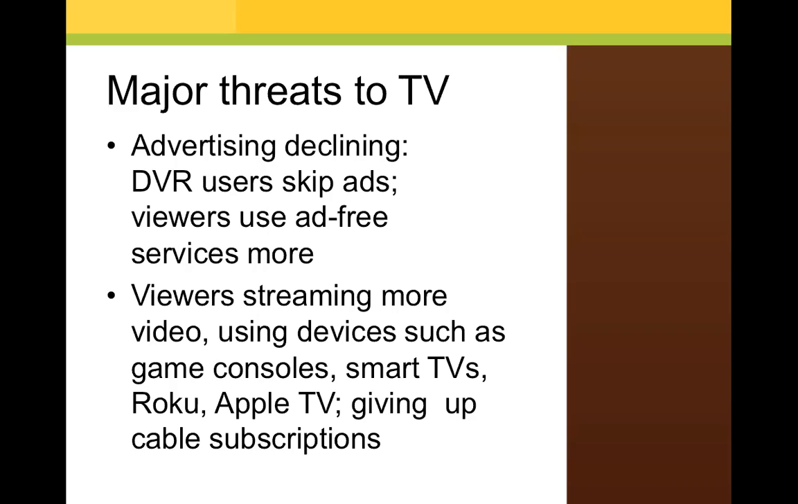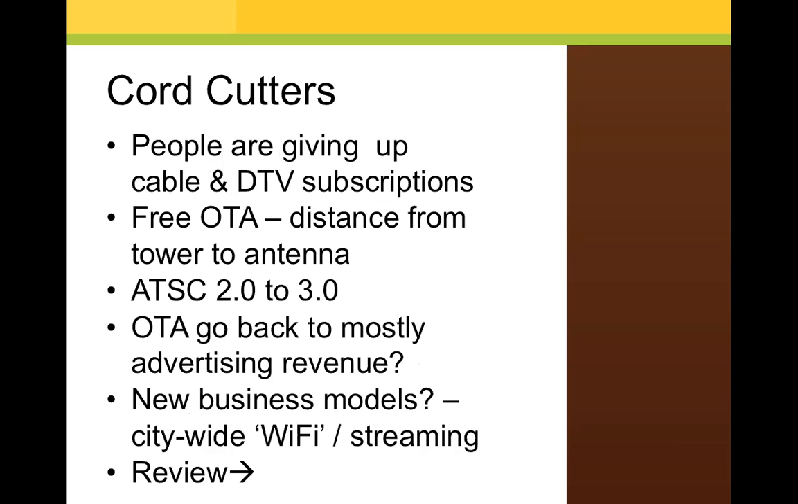Viewers are streaming more and more TV-type programming using things like the game console, but also a smart TV, connected devices like Roku and Apple TV, and giving up those DBS and cable subscriptions. So we call those people cord cutters. People are giving up those paid subscriptions for the multi-channel services and to some degree putting up an antenna again, like people used to have to in the days before cable, and getting free over-the-air antenna television.